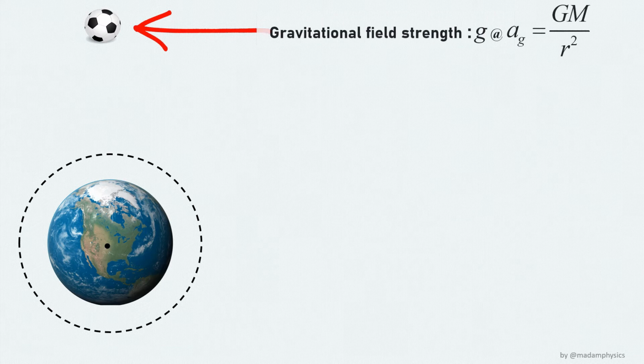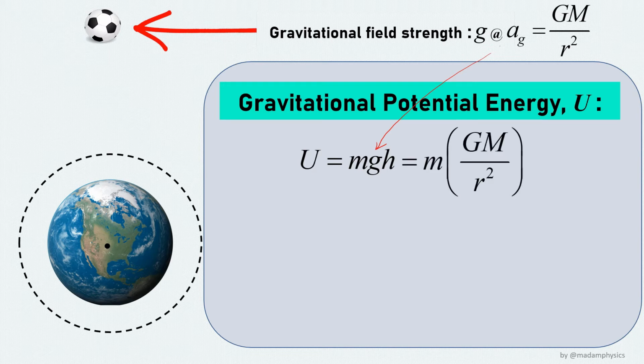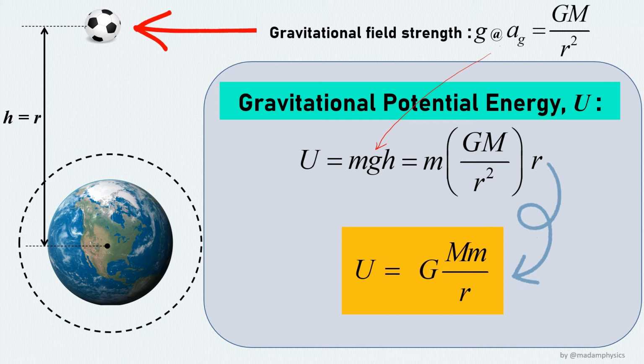To know the gravitational field strength or g at this position, we can use the formula of g that we learned in the previous video. To calculate the gravitational potential energy at that position, we simply substitute the formula of g into U equals to mgh. So m times the formula of g and times the height that is equal to r. The equation will then become U equals to GMm over r. This gravitational potential energy will represent the amount of work required to bring the ball to that point.